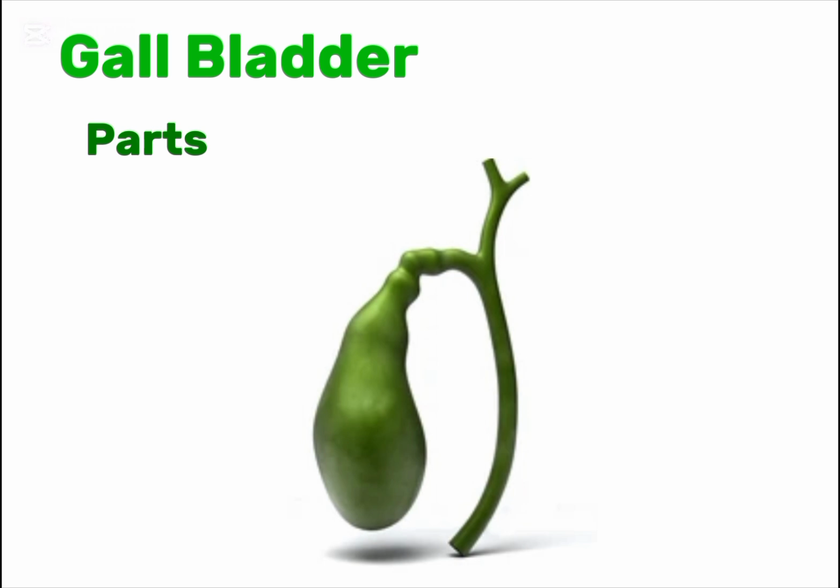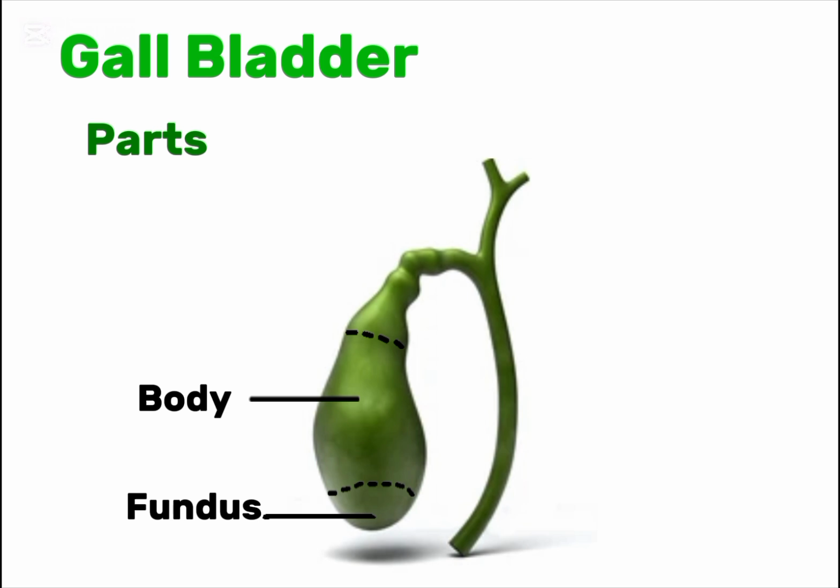Parts of the gallbladder. Gallbladder has three parts. Fundus is the round blind end of the gallbladder. Body is the main part and narrow curved part is the neck that is continuous as the cystic duct.